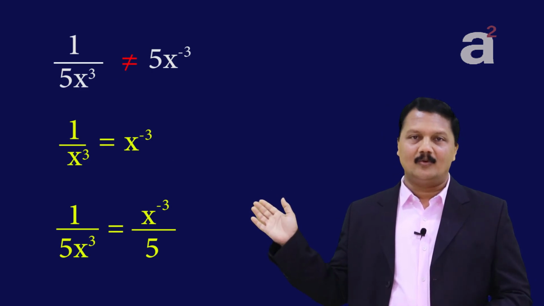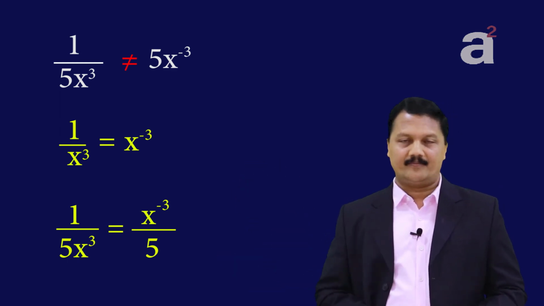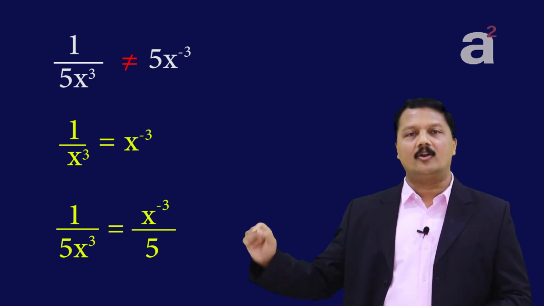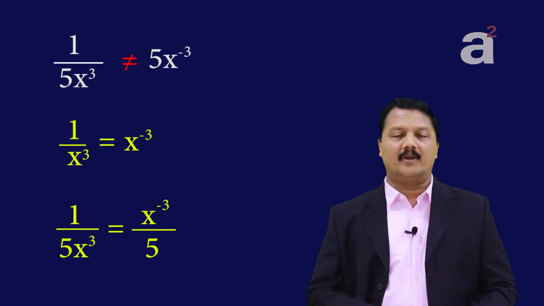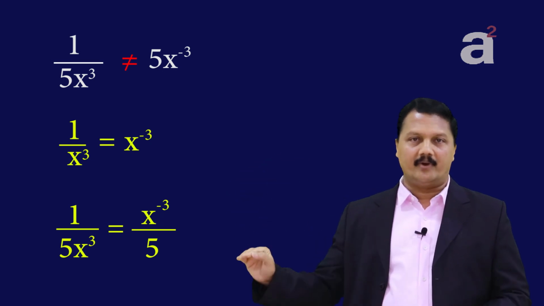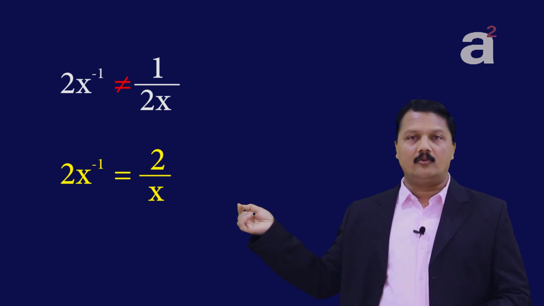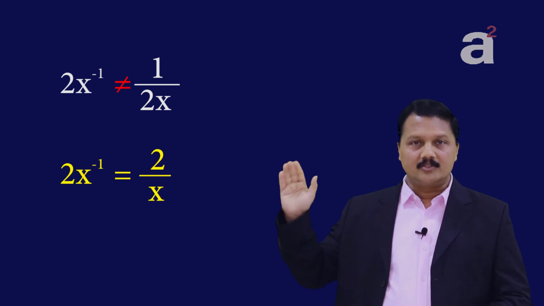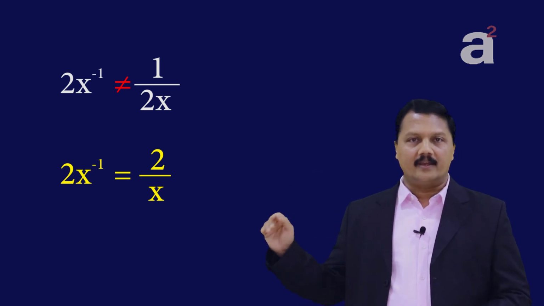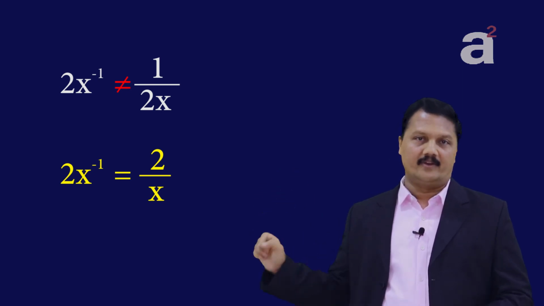Another one. 1 by 5x cube is equal to 5x raised to minus 3. This is wrong. 1 over x cube is equal to x to the power minus 3 is correct. But 5 will be still in the denominator. So it is x to the power minus 3 divided by 5. Similarly, 2x raised to minus 1 is not equal to 1 over 2x. It is 2 times 1 over x, that is 2 over x. If you want 1 over 2x, it is 2x to the power minus 1. 2x to the power minus 1 is 2 over x.